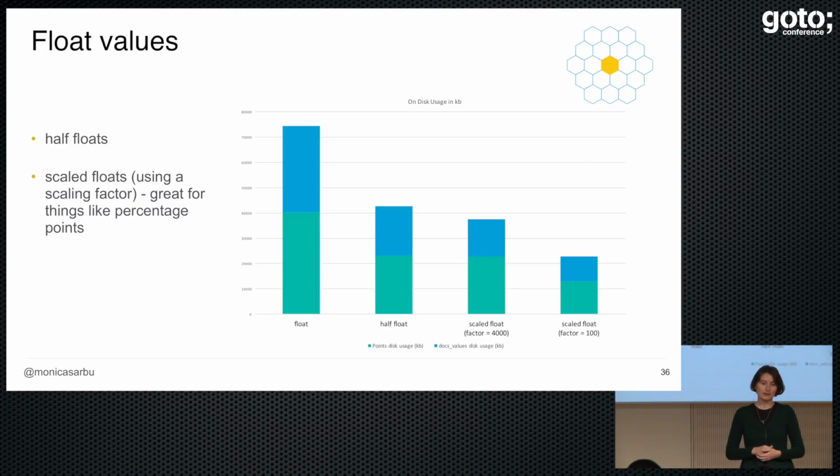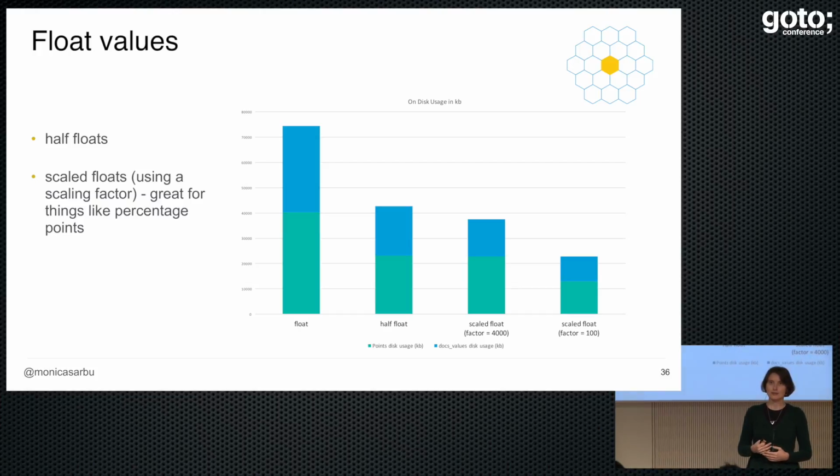So in order to offer a workaround for this problem, in 5.0 two types of floats were introduced. One of them is half floats, which store a float value on 2 bytes. And of course, you have good precision for small values, and the precision degrades the bigger the number is. Another type is scaled floats.